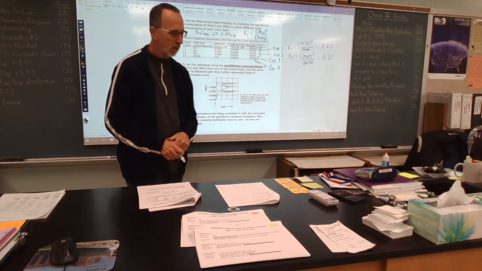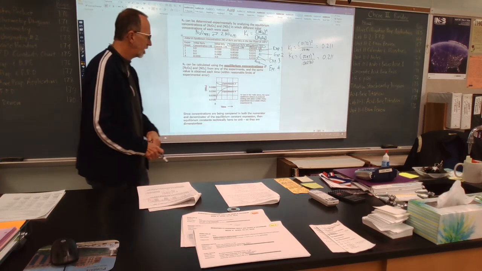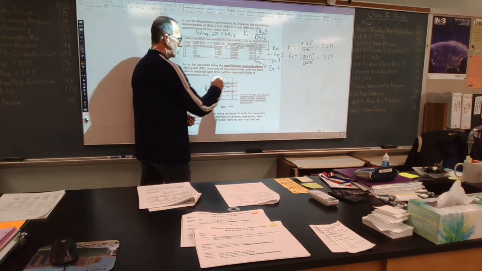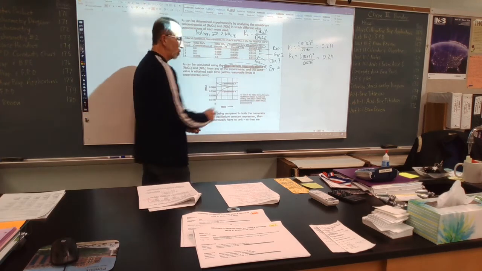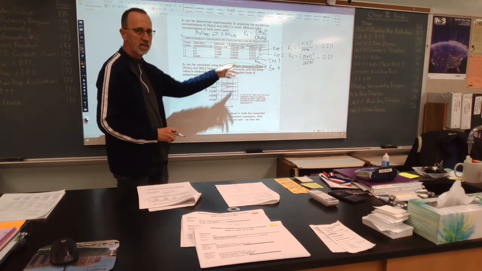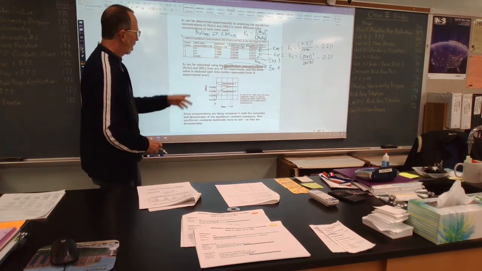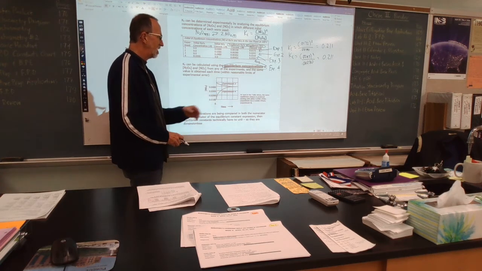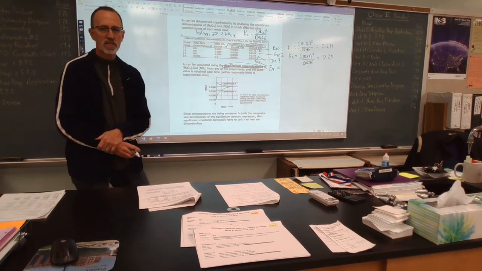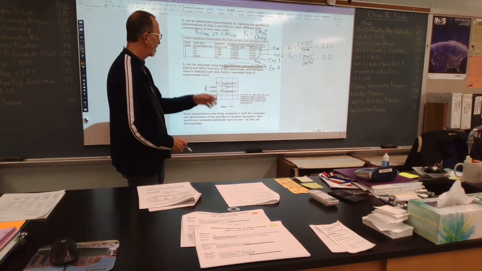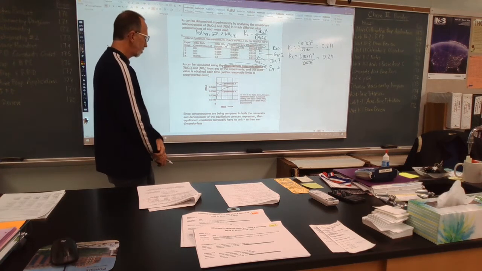Okay? So Kc can be calculated using the equilibrium concentrations. Again, that's what you must use, not the initial ones, the equilibrium ones, of the two substances from any of the experiments, and the same value is obtained each time within reasonable limits of error, of course.